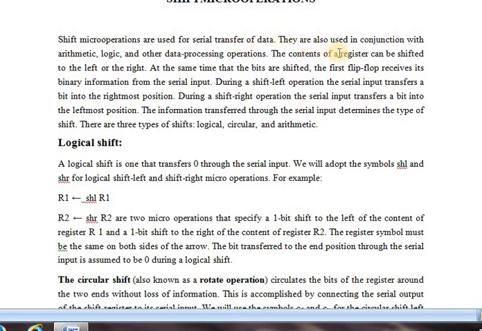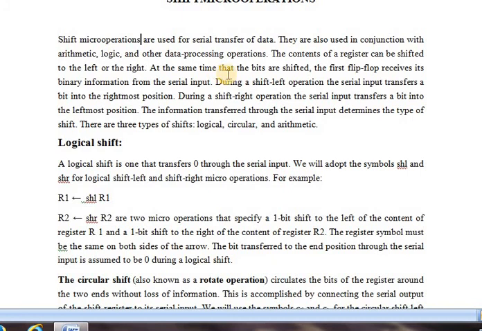They are also used in conjunction with arithmetic, logic, and other data processing operations. We have seen that arithmetic means we perform addition, subtraction, increment, decrement, and logic means AND, OR, NOT, and other data processing operations. The contents of a register can be shifted to the left or right. That is, in a register there will be data, and that data may be transferred either to the left or to the right.